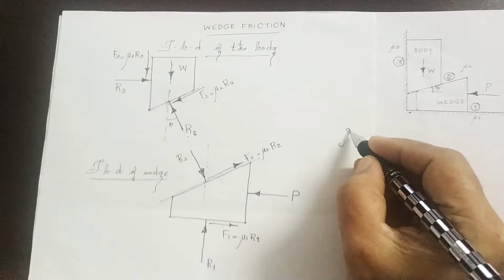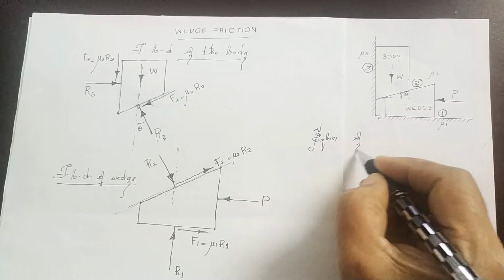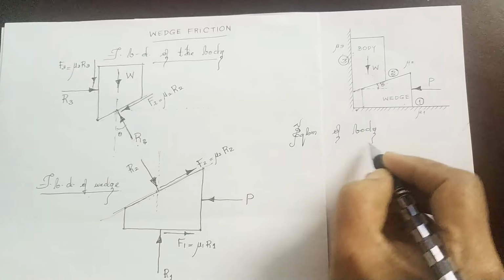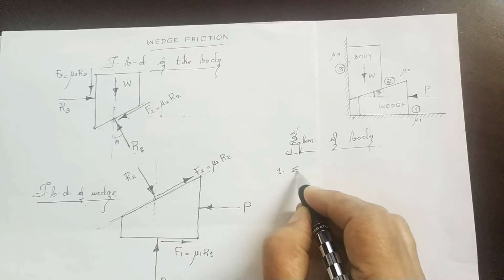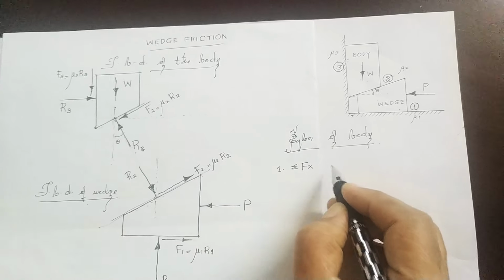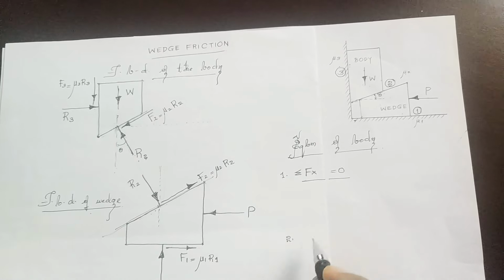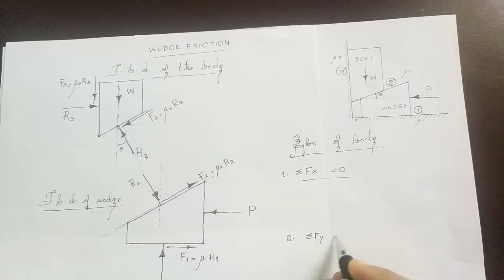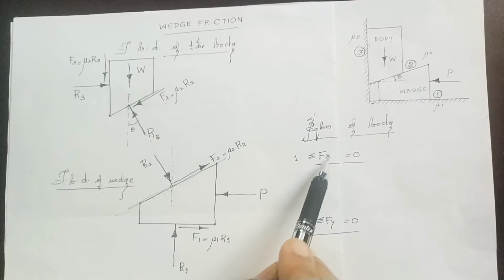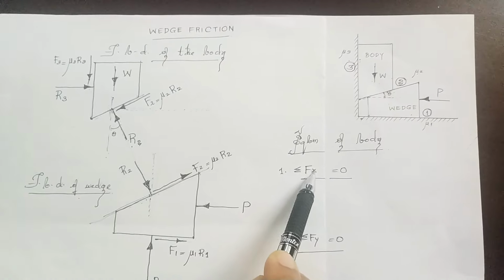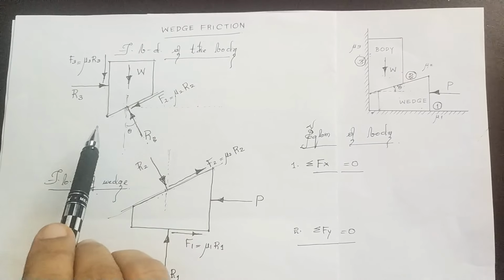Now, considering the equilibrium of the body, we have the two conditions of equilibrium, sigma Fx is equal to 0 and sigma Fy is equal to 0. That is, if you resolve all the forces in the horizontal or x direction, they would add up to 0, and similarly you can resolve all the forces vertically as well.